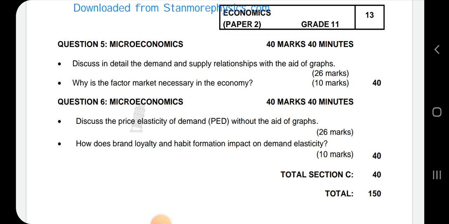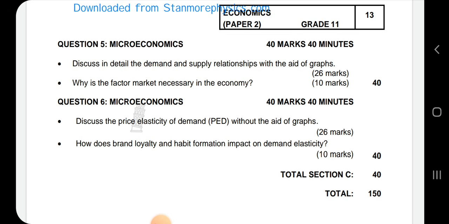What do we find in the factor market? We find factors of production: labor, capital, natural resources, and entrepreneurship. So why is it necessary? Like, why is it necessary for the economy? That is an additional part you discuss. Okay? I am going to show you the answers to these 2 essays, but I will discuss them first before I show you the answers. Now let's go to question 6.